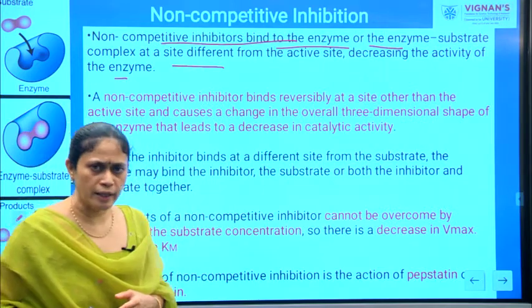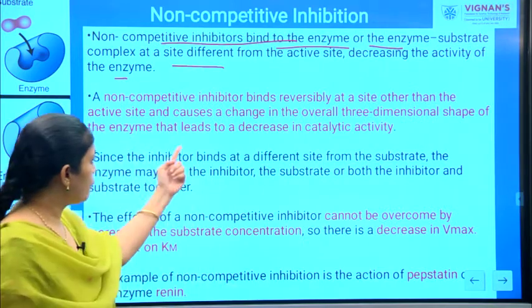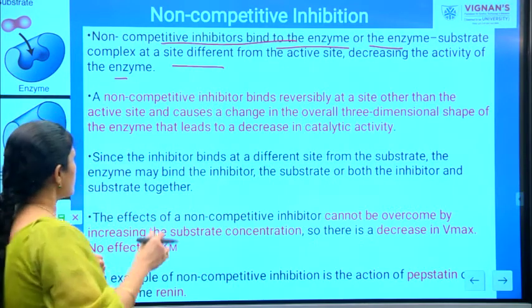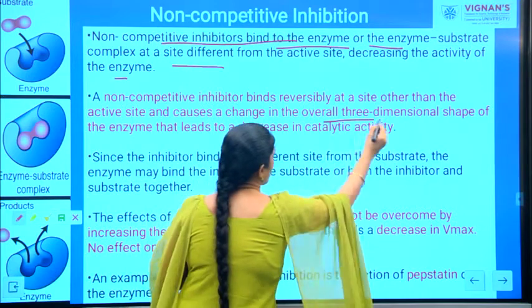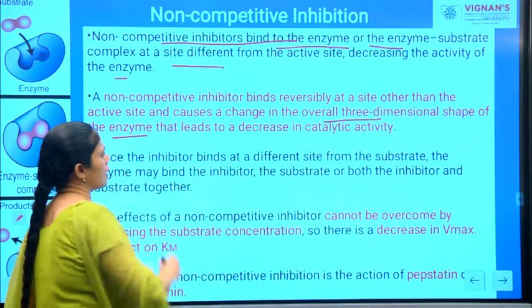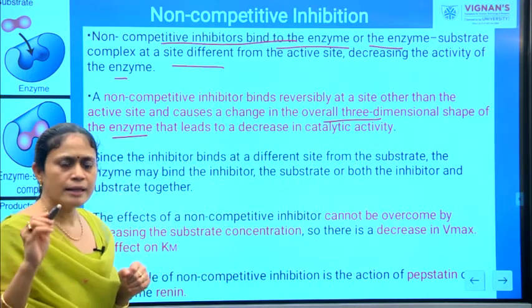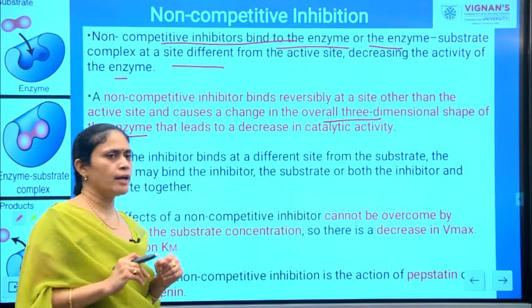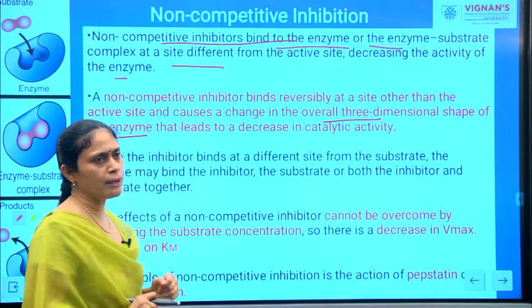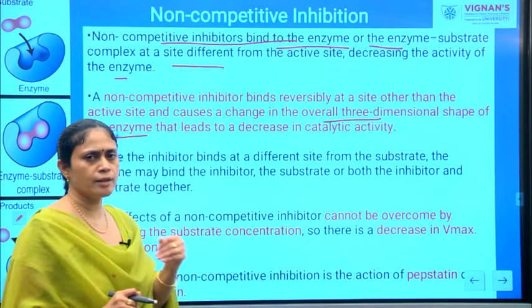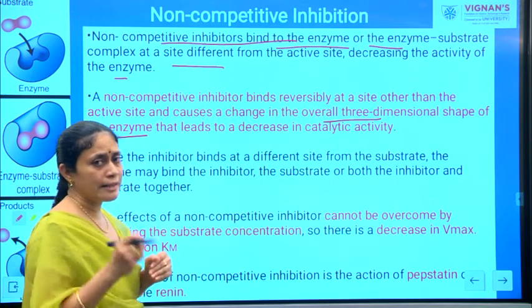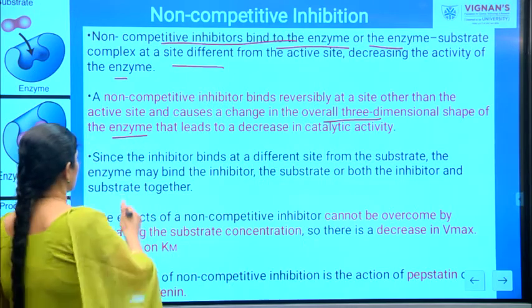A non-competitive inhibitor binds reversibly at a site other than the active site and causes a change in the overall three-dimensional shape of your enzyme, which leads to a decrease in the catalytic activity of your enzyme. So, what is happening? Your inhibitor is going and binding to a site other than your active site and bringing some changes in the catalytic activity of your enzyme.